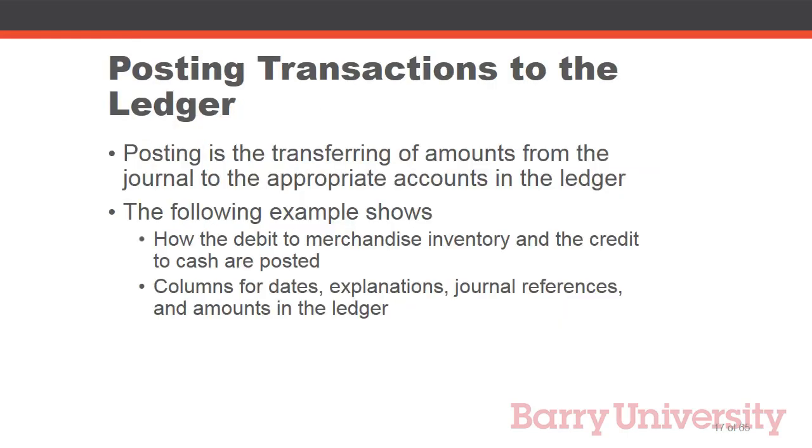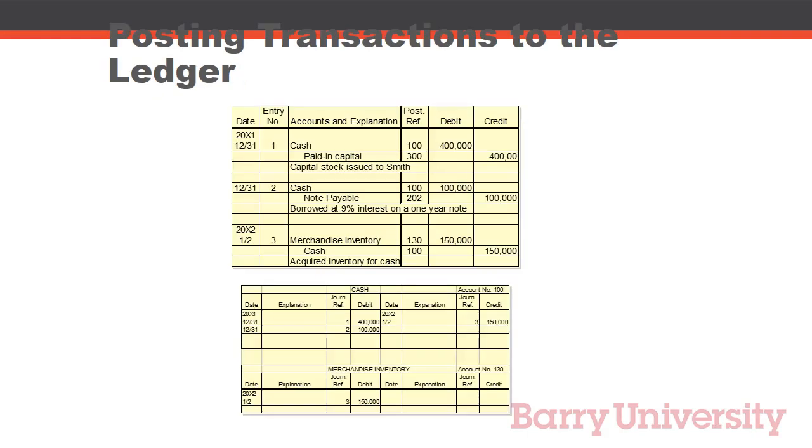Posting is transferring of amounts from the journal to the appropriate accounts in the ledger. We've talked about this a little bit previously. The following example shows how the debit to merchandise inventory and the credit to cash are posted. Columns for dates, explanations, journal references, and amounts in the ledger. So let's take a look.